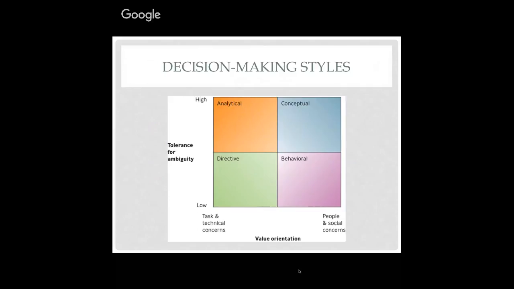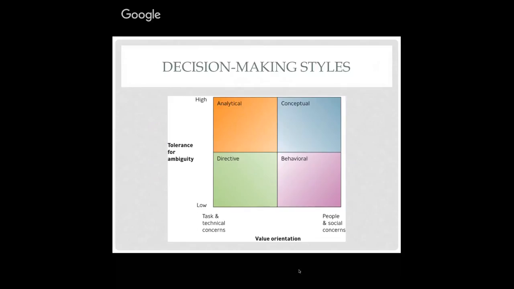Let's move on to the right-hand side of directive and look at behavioral, right? Behavioral style is, again, these people have very low tolerance for ambiguity. So they are quick decision makers. But they are very much focused on people and emotions and social structures and social norms. So they're very supportive. They're very receptive to suggestions. They're very warm. They prefer verbal to written information.